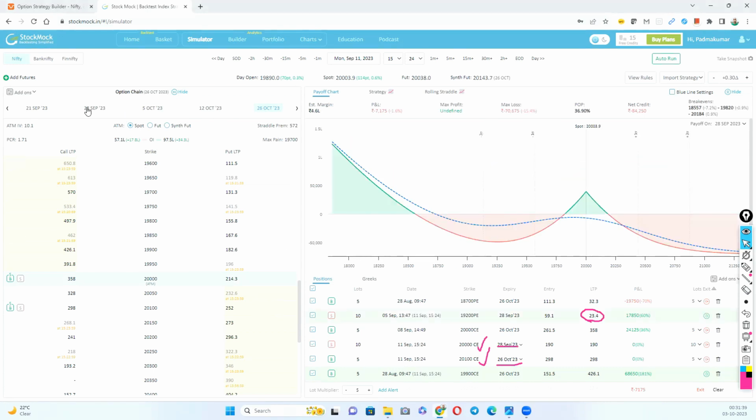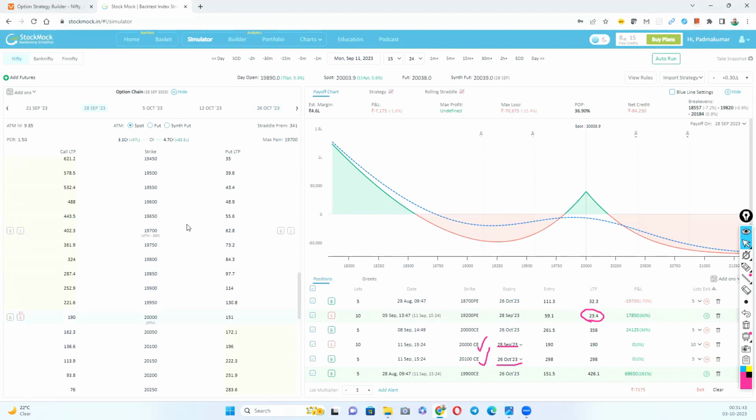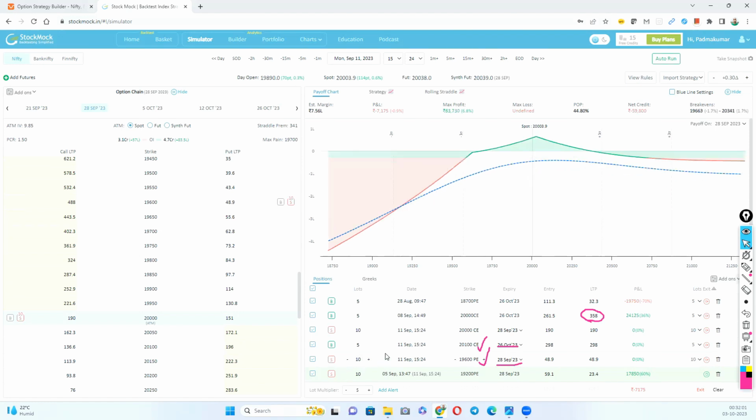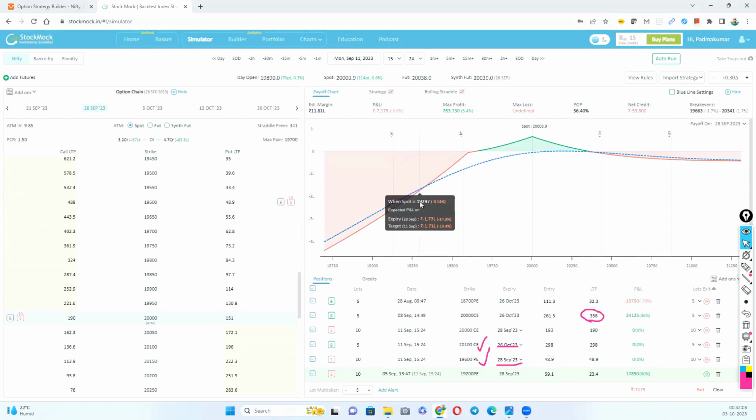Take the September put 19,200. After that, what is the next one? The best one is 19,600. We'll just go with 19,600 because we booked some loss to cover that. We'll sell 19,600, 10 lots. So these are the changes we have made on 11th September as per the rules.